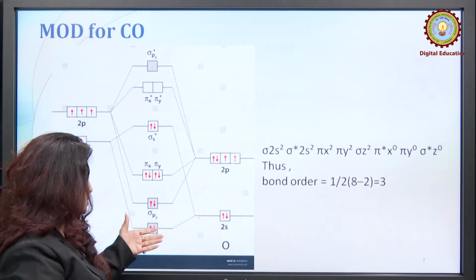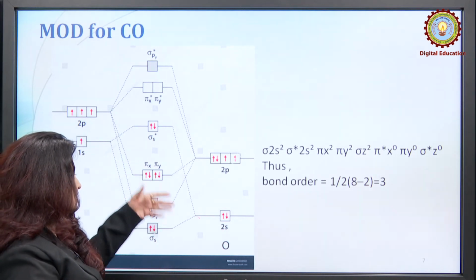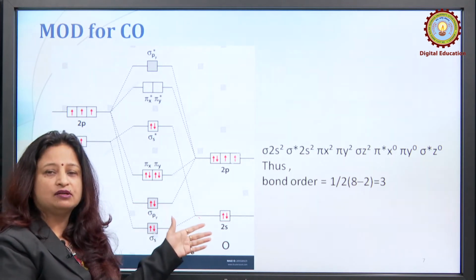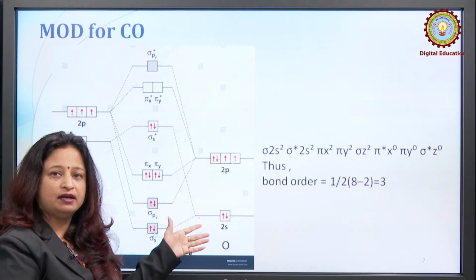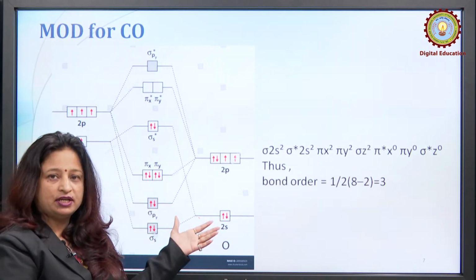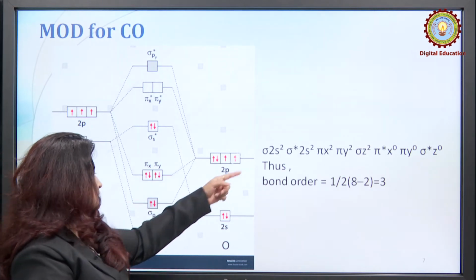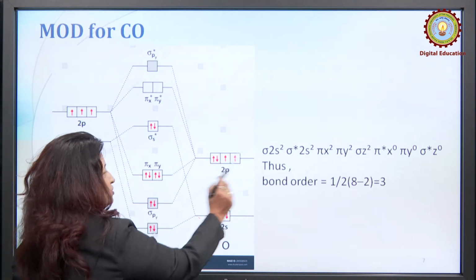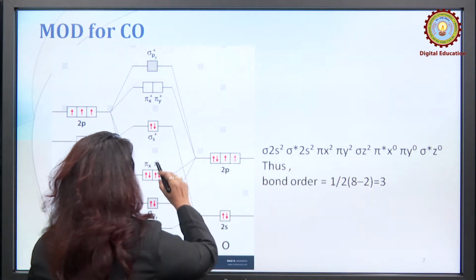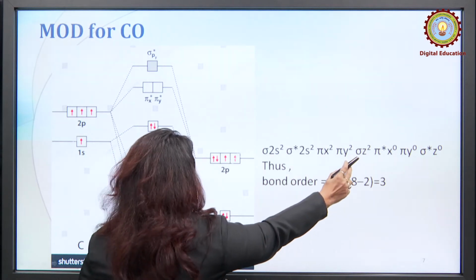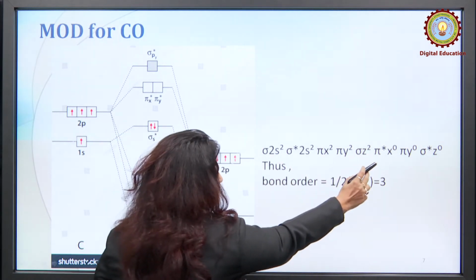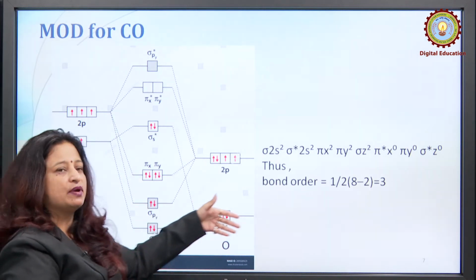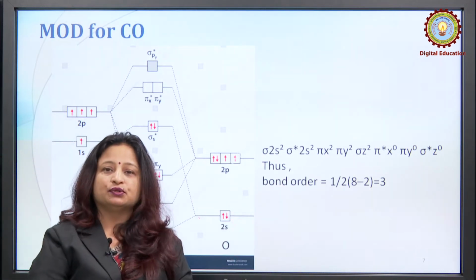So, when we write down the electronic configuration of carbon monoxide molecule, you can see if you leave the KK shell, the completely packed first energy level, then we can start from here: sigma 2s2, sigma star 2s2, then pi 2px2, pi 2py2, then sigma 2pz2, finally pi star 2px and pi star 2py, and so on. In this way, when we calculate the bond order, it comes out to be 3.